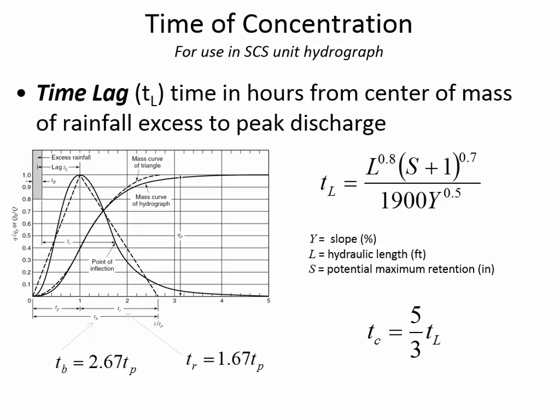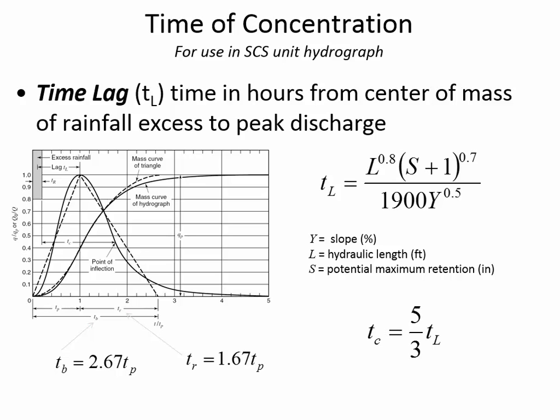Now, the lag time is calculated based on the S, which is related to curve number. Remember that we calculate S as a function of the curve number, but also the lag time takes into account how long the watershed is, the hydraulic length. And so L, you can think of that as the distance from the outlet to the furthest most point in the watershed. The hydraulic length is, the particle that is flowing from the furthest point in the watershed to the outlet, what's the distance that that particle must travel? And then Y in that formula is just the slope expressed as a percentage.